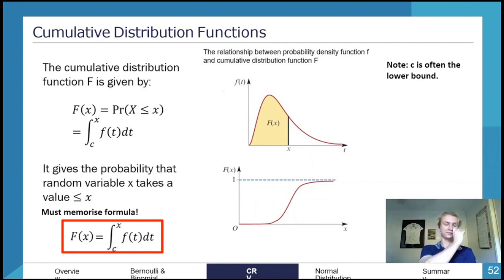Now, one thing I will note is because it gets confusing with variables, and we are talking about an x, what we do is we actually let the first x from the probability density function be t.